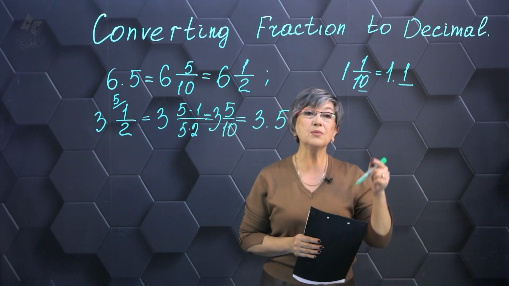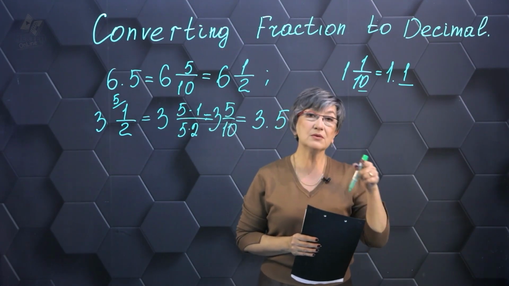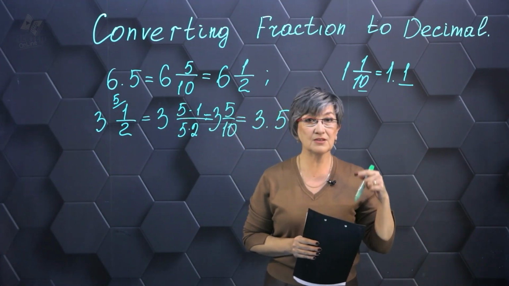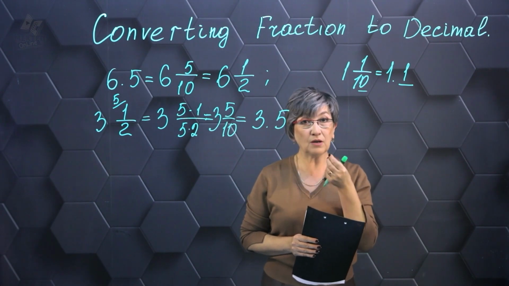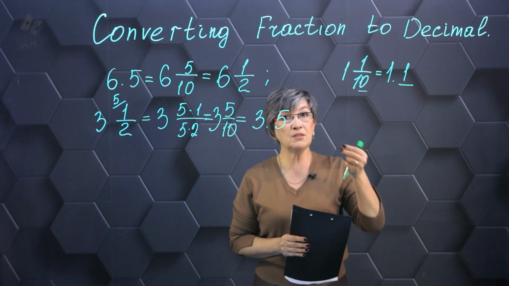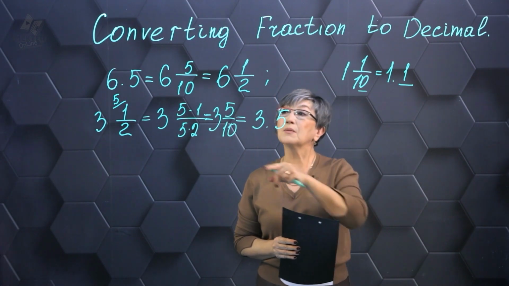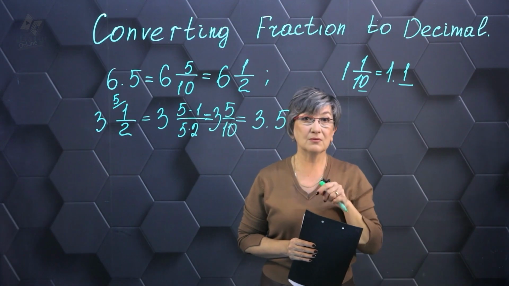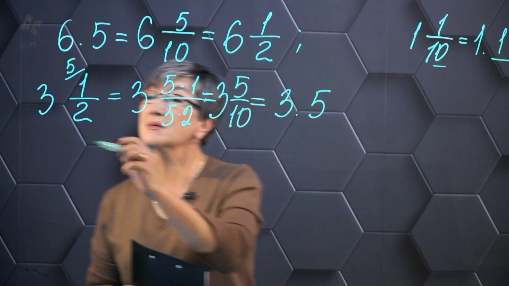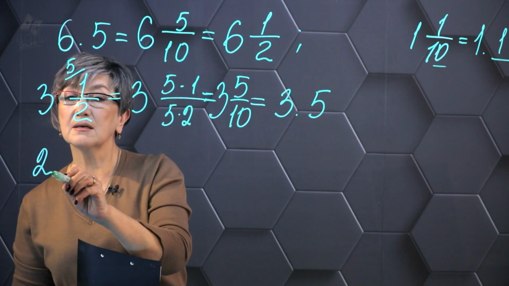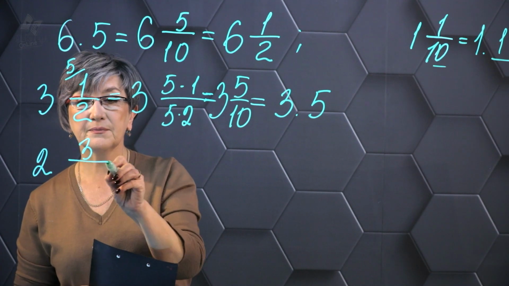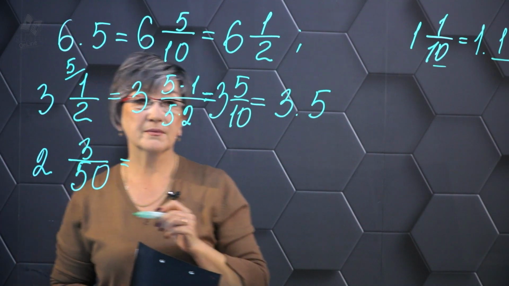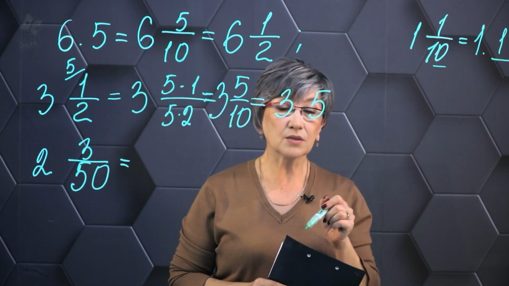That is, in order to convert a fraction to a decimal fraction, if the denominator is not 10, 100, 1000, and so on, we need to find such a number by which we can multiply the denominator to get either 10, 100, 1000, and so on. One more example that we'll go over with you, 2 whole numbers. Let's take 3/50ths equals, we're converting to a decimal fraction.